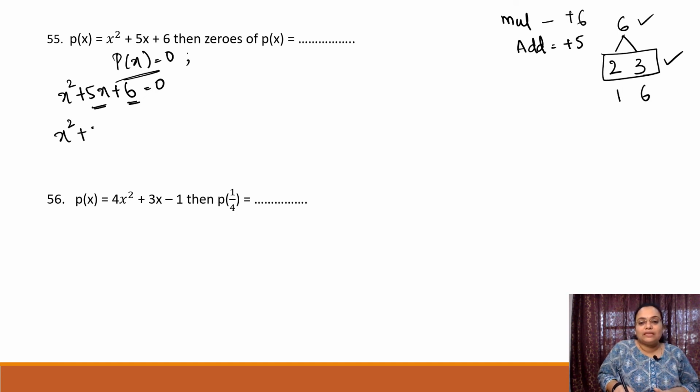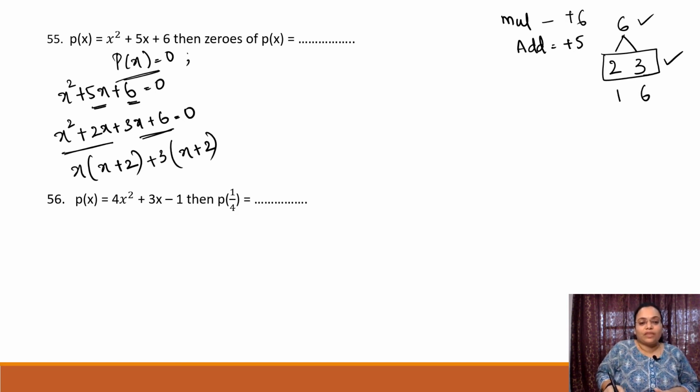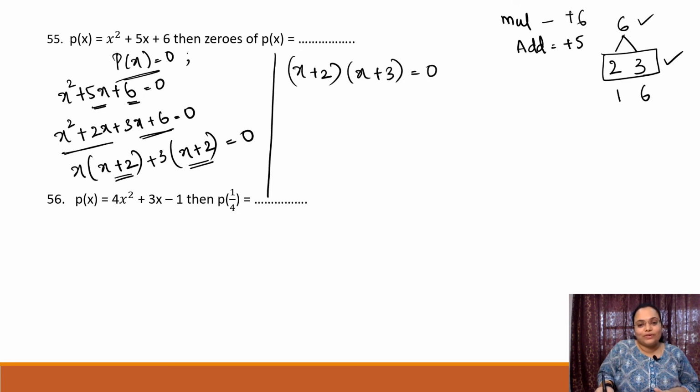x square plus 2x plus 3x plus 6 is equal to 0. From the first two terms, I'll take x common, which is x plus 2, and from the next two terms, I'll take plus 3 common, which is x plus 2 is equal to 0. Again, x plus 2 is common, right? So, x plus 2 and x plus 3 is equal to 0.